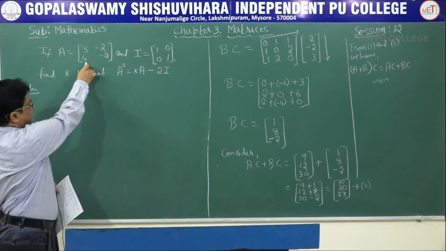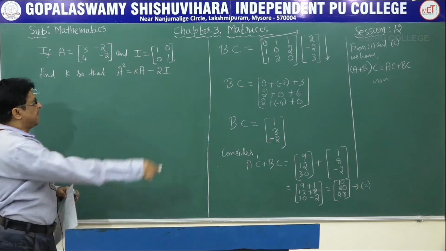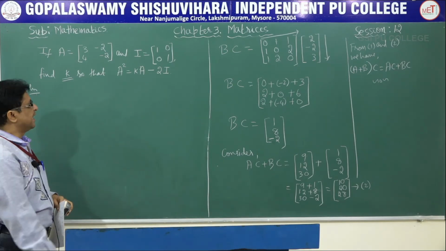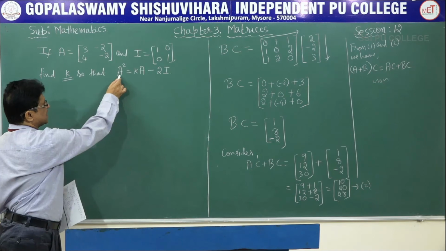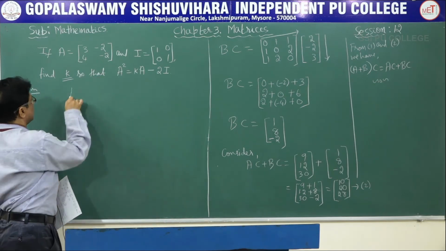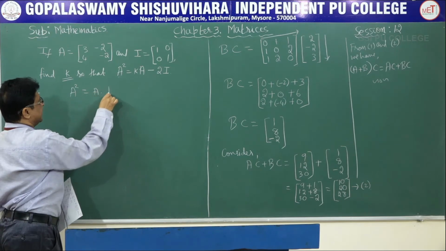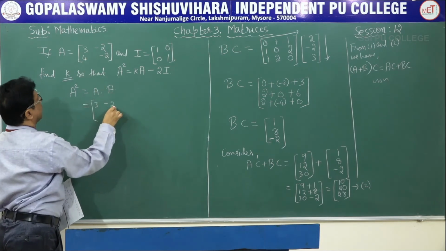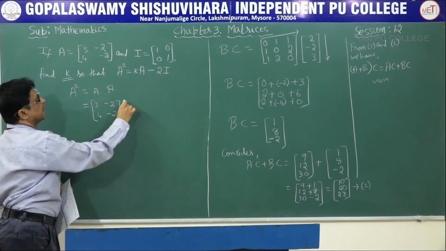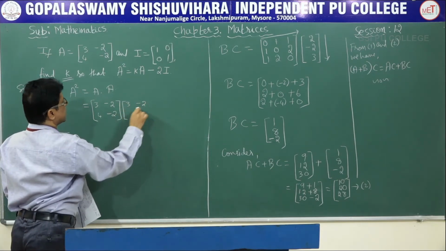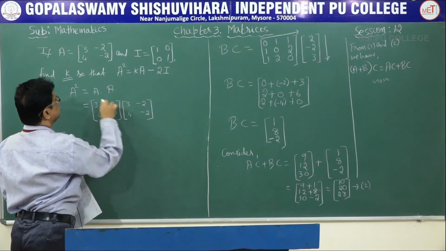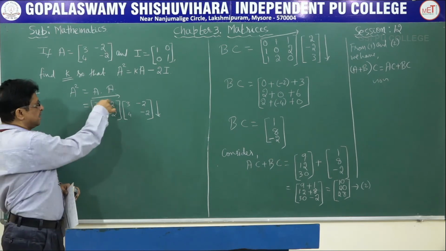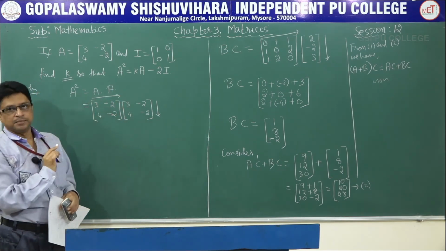Here they are given the matrix A and identity matrix is also given, and we have to find the value of K, so that A square will be equal to K into A minus 2I. For that purpose, first let us find A square. So we know that A square is equal to A into A. So that will be equal to, the matrix A is 3 minus 2, 4 minus 2 into 3 minus 2, 4 minus 2. So it is as usual, the product of matrices, the rule is row into column.